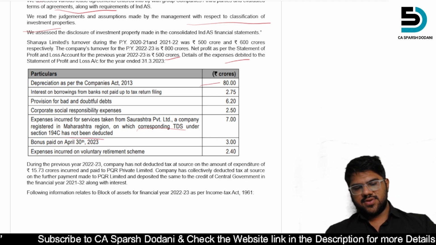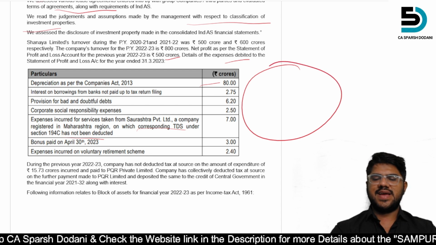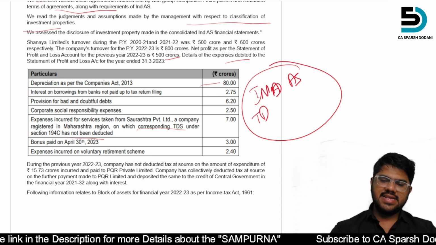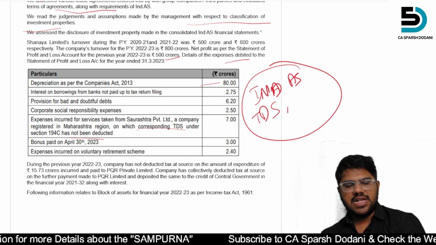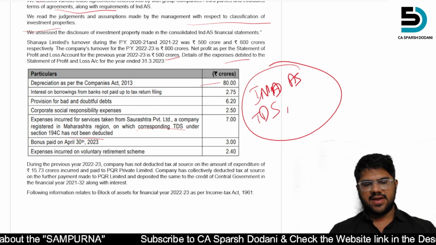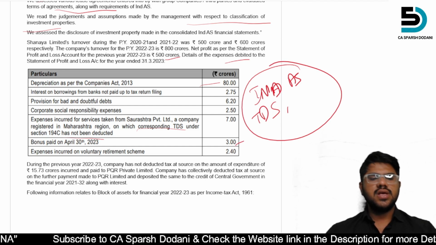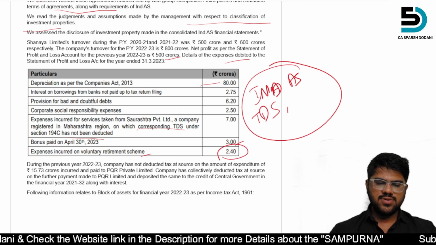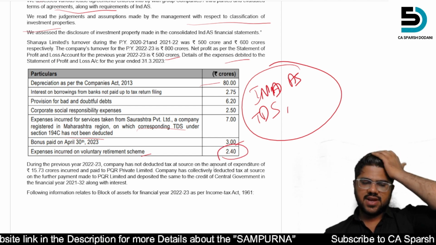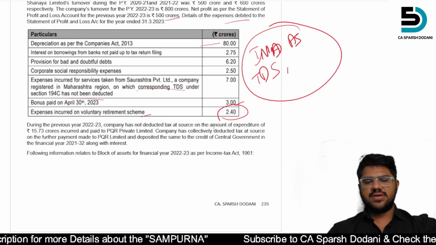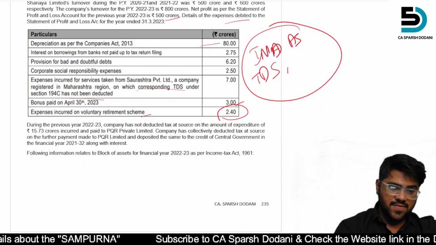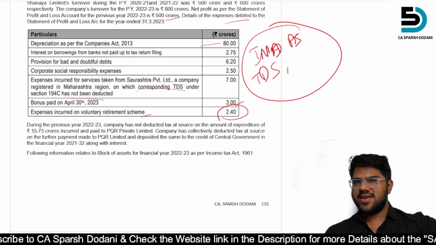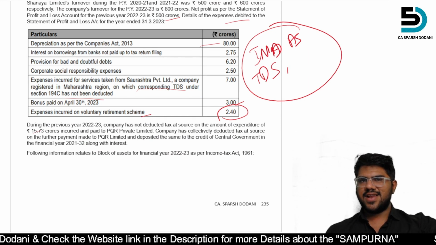Okay, so TDS has not been deducted, so it covers your whole aspect of Ind AS, TDS, that is your taxation and every aspect of it. Bonus paid on April 30, 23, this year, 3 crores. Expenses incurred on VRS, that is your voluntary retirement scheme, is 2.4 crores. During the previous year, 22-23, the company has not deducted TDS on the expenditure of 15.73 crores incurred and paid to PQR Ltd. So TDS is not deducted here. Is the expenditure allowed or disallowed?